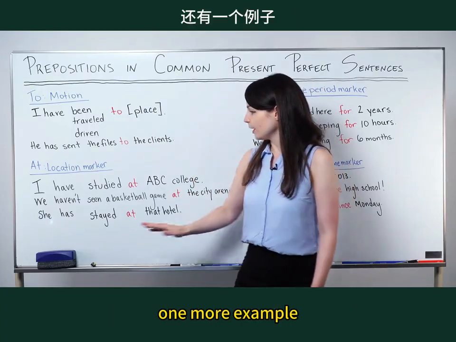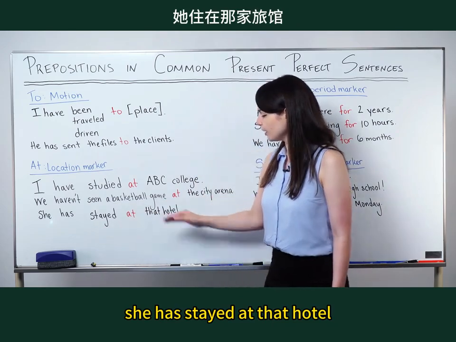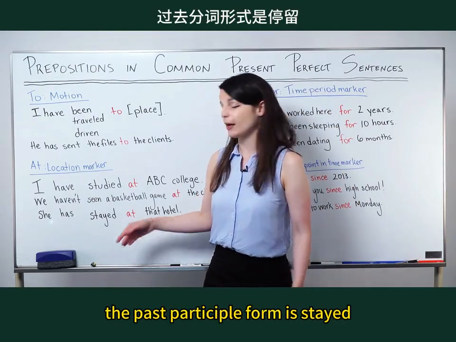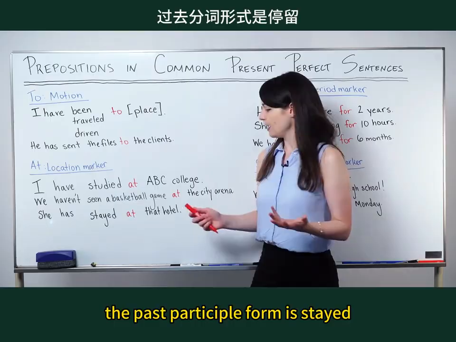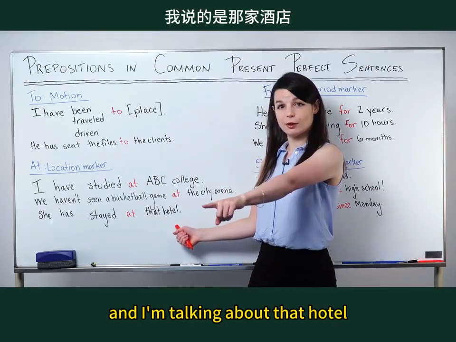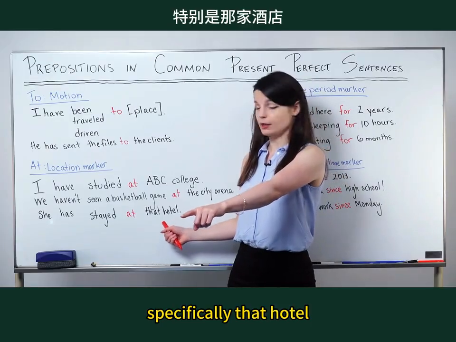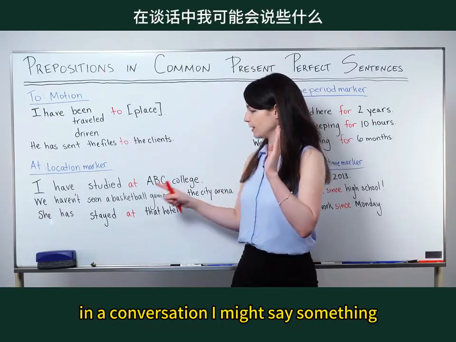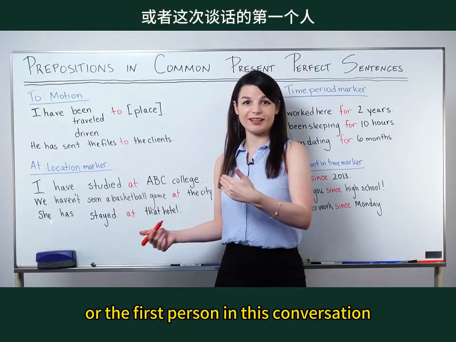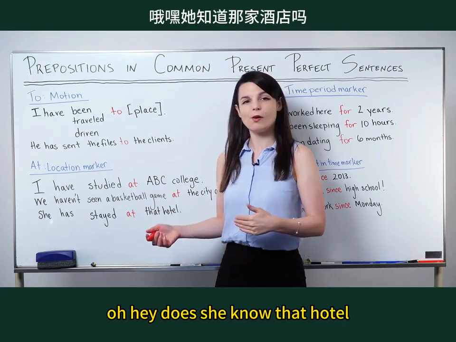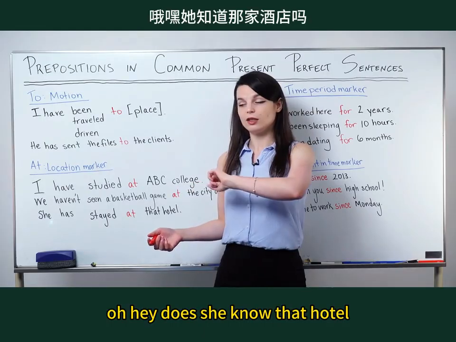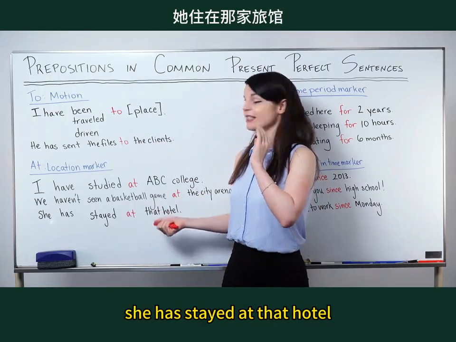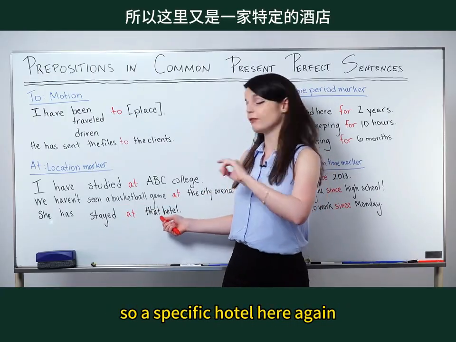One more example, she has stayed at that hotel. My verb is stay. The past participle form is stayed. And I'm talking about that hotel, specifically that hotel. So yes, I'm using that, that's fine. In a conversation, the first person might say something like, oh, hey, does she know that hotel, or has she heard of that hotel? And the follow-up might be, yeah, she has stayed at that hotel. So a specific hotel here.